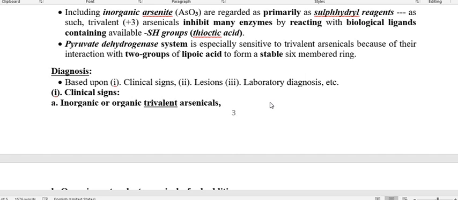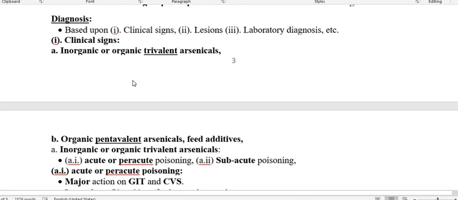So now we have to go through the clinical signs and symptoms. First we go through the inorganic or organic trivalent arsenic, and then the organic pentavalent. For the organic pentavalent, we are mainly concerned with neurotoxicity. Regarding the inorganic or organic trivalent, the main concern is the attachment to the sulfhydryl group.